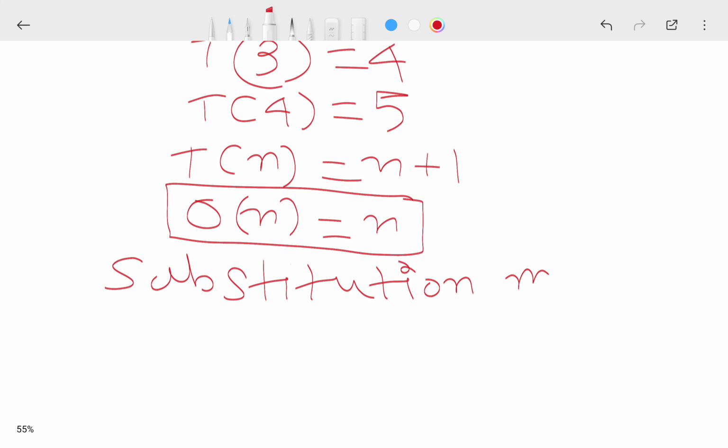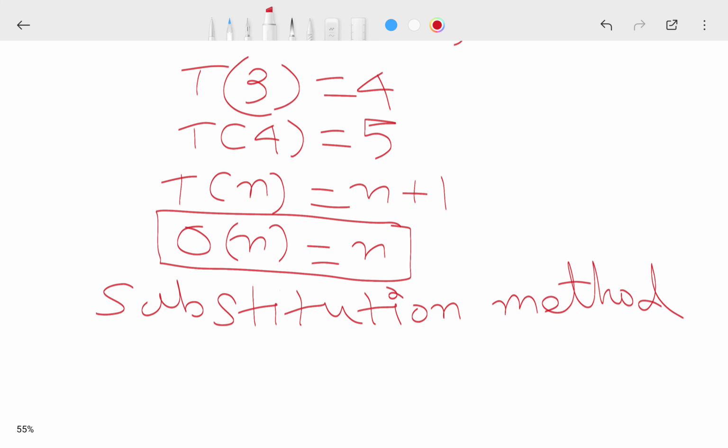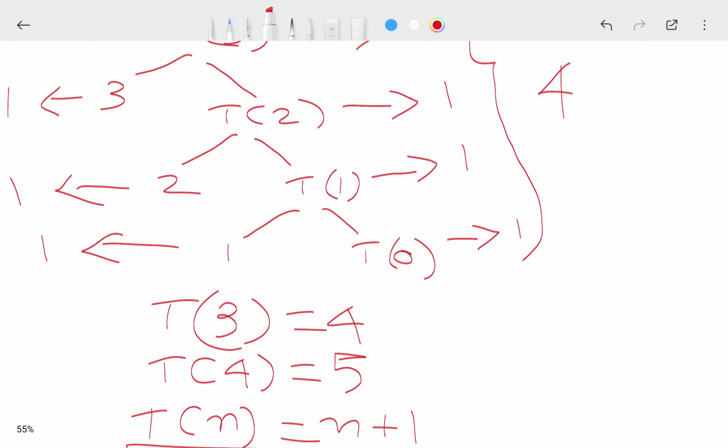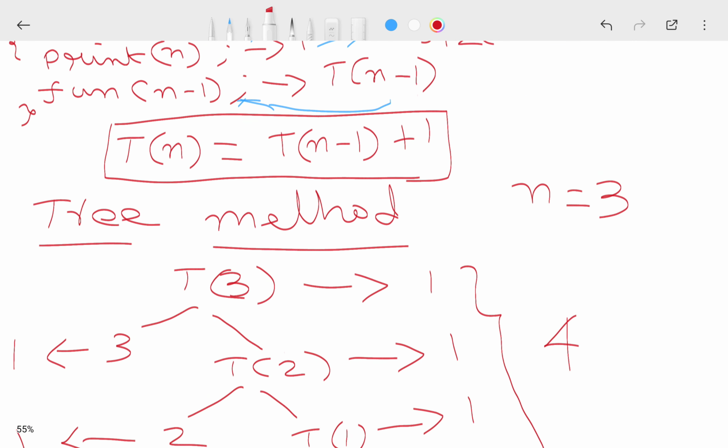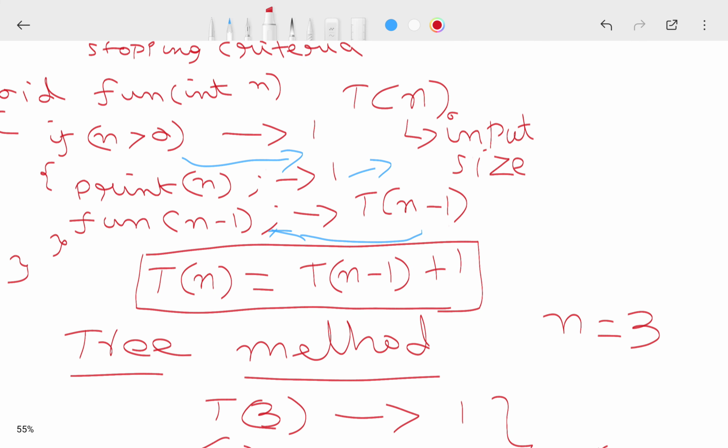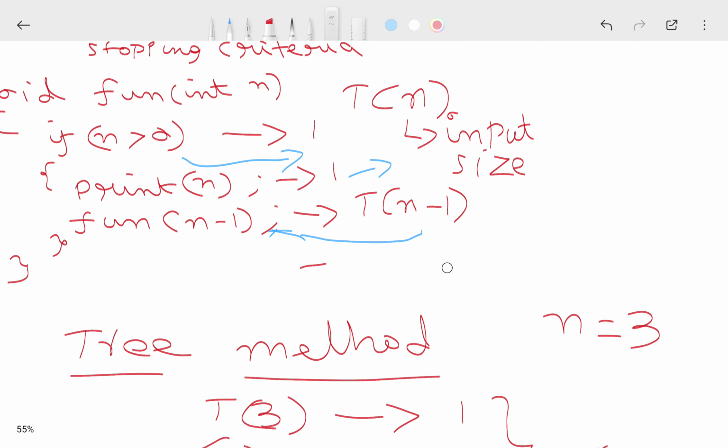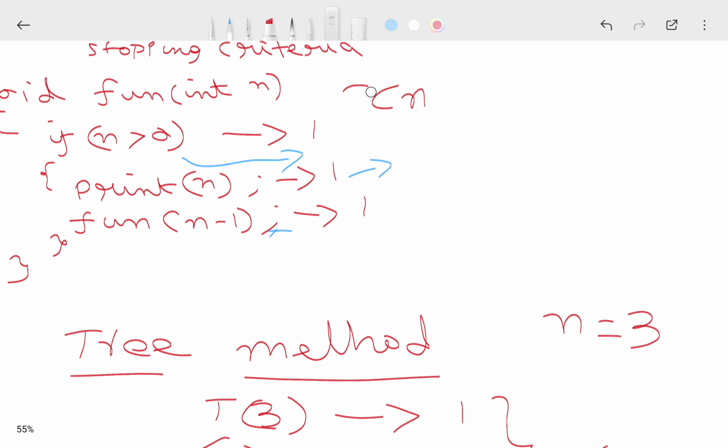So, the substitution method. Before going to this substitution method, here I give a simple recursive function for this. That means T of n equals T of n minus 1 plus 1. So this is T of n, and this takes 1 time, and this takes 1 time, and this is T of n minus 1.